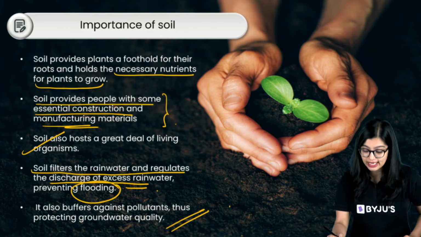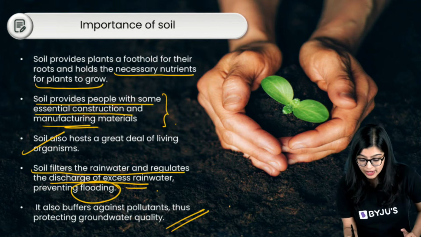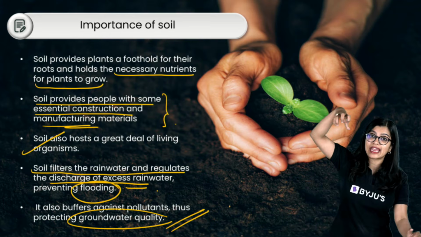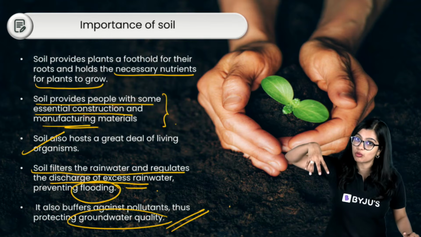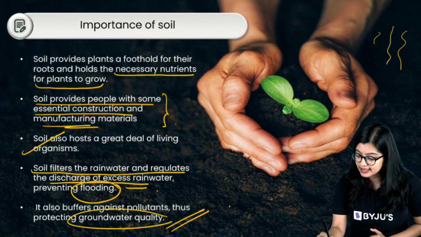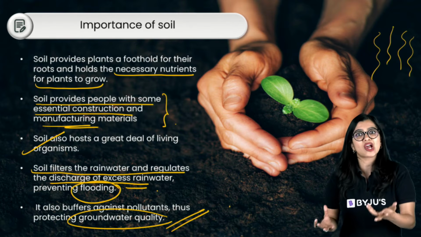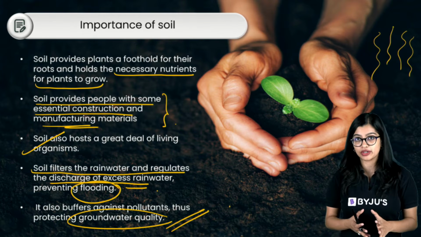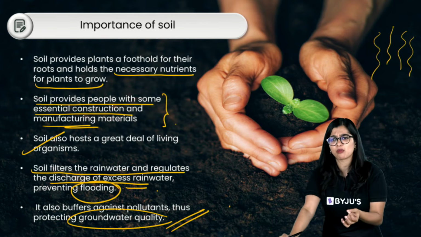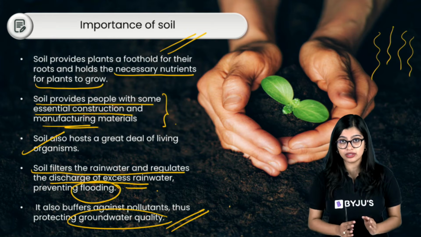And of course, it buffers against the pollutants which come along with the rainwater, and thereby it improves groundwater quality. So when it rains, water seeps in through the soil through percolation, and as it goes through the soil, we see that the water actually gets purified. So the soil acts kind of like a water purifier for the groundwater quality. So you understand that in multiple ways, it could be very small, but in multiple ways, we see that soil is extremely important to all of us.